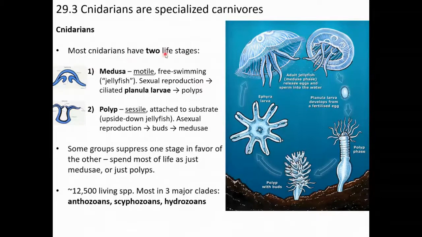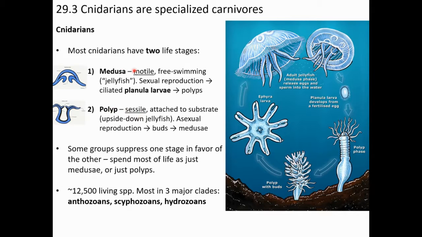So most cnidarians have two life stages. The medusa form, which is this form up here. This is what we think of as a jellyfish form, basically. Okay, it swims around free within the water column. They release eggs and sperm that develop into this planula larva, so a dispersal stage, that settles on the seabed and develops into a polyp. So that's the other form.